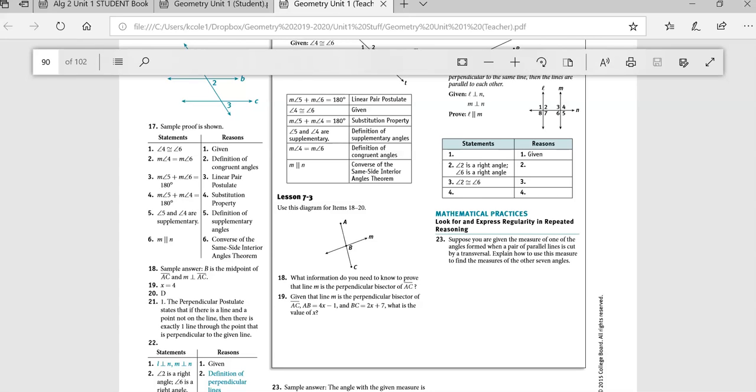Hey you guys, okay, so we are not at school today, but we are still having a school day. So I wanted to start off with going over your homework. Your homework was on page 88. You had to do number 18.